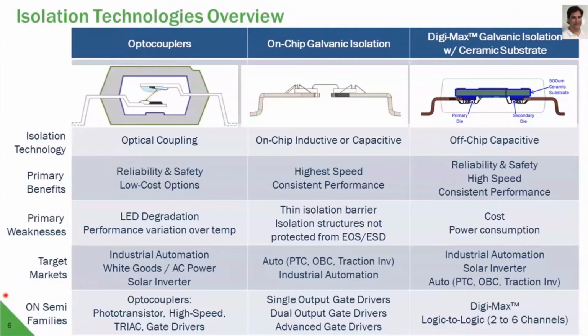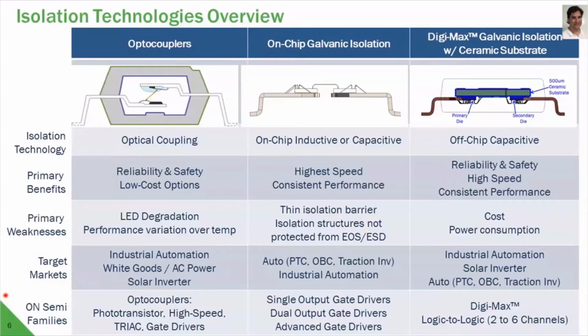Some of the primary weaknesses are the LED degradation that happens over time and temperature variations as well. The target markets are basically, you can find optocouplers in every market segment, but the main applications where you'll find them are industrial automation, in white goods, power supplies, and solar inverters.